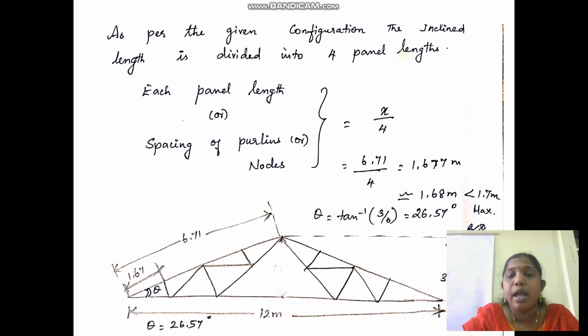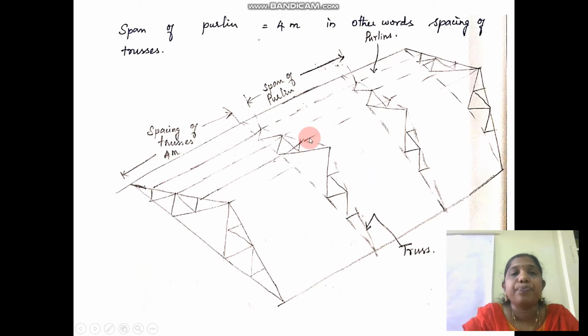Next, what is the angle of inclination of the truss? You have to find out. Angle of inclination is equal to tan inverse of 3 by 6, which is equal to 26.57 degrees. Now, in the problem, they have given the spacing of the truss as 4 meters. So this is your spacing of truss. What is the other input? Truss to truss only I am going to place the purlins. So the span of the purlin is also going to be 4 meters, and I am going to place the purlins exactly at the nodal points.